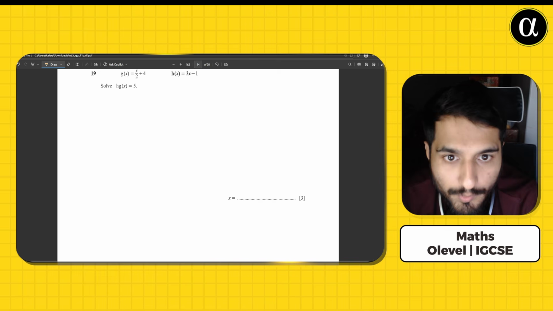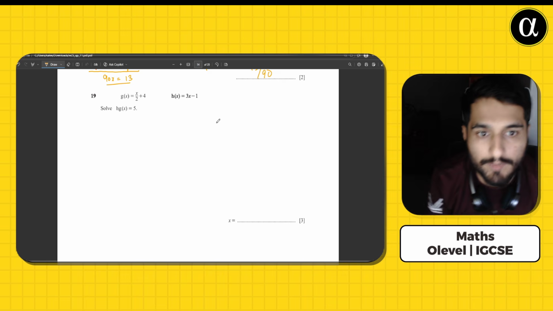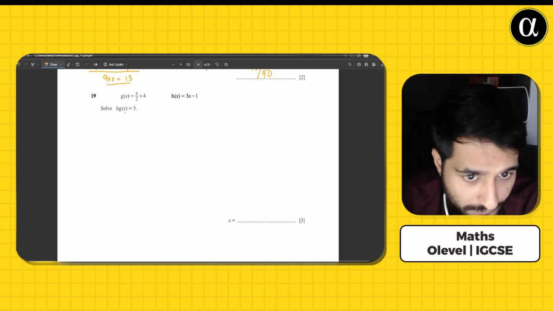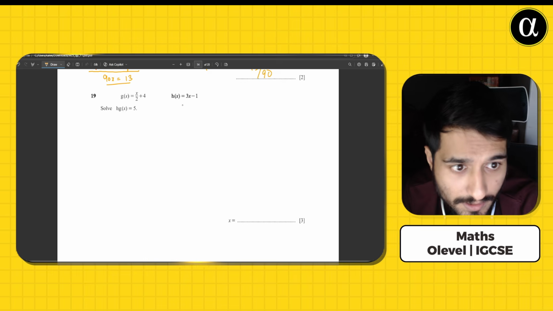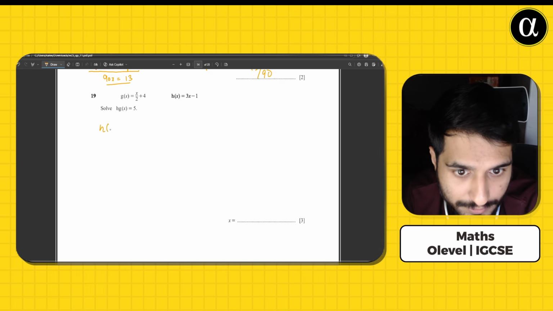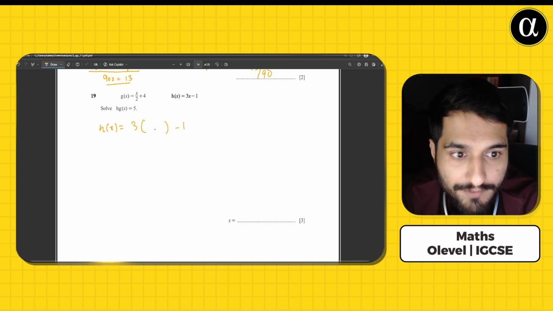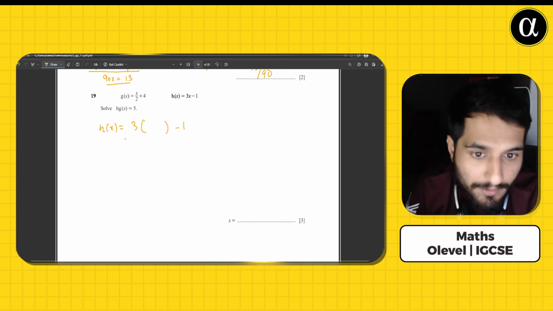Alright, let's move on to question number 19. It says that we are supposed to solve hg of x, which is equivalent to 5. This is a concept of composite functions. The major function is h, and h of x is 3 bracket minus 1. Wherever we have x, we'll write a bracket instead of it.